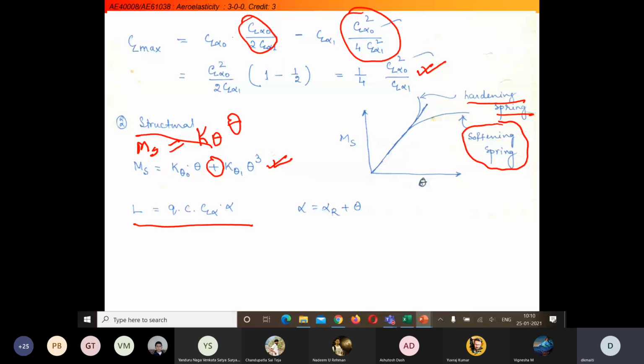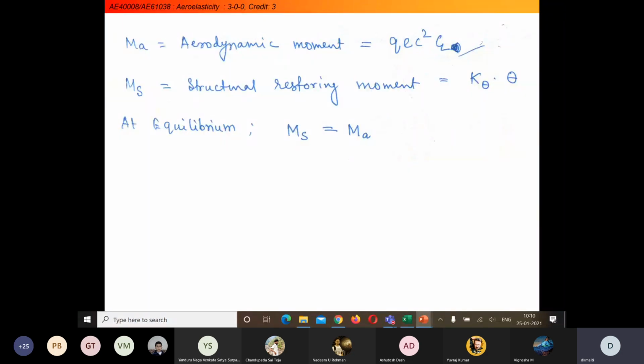So in this case, the aerodynamic moment we get is q e c square into CL. We can take nonlinearity in this, and also in the structural restoring moment K theta into theta, or whatever nonlinear stiffness we are considering. At equilibrium, we consider the equilibrium of these two: the aerodynamic moment is balanced by the structural moment. That is the stable condition.